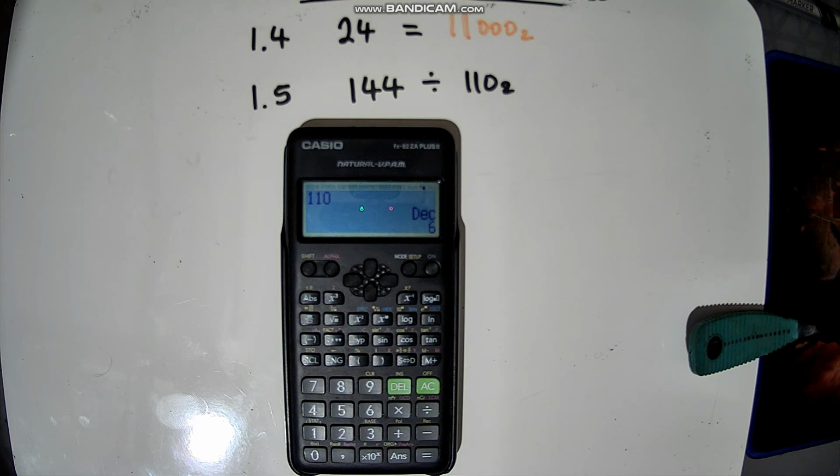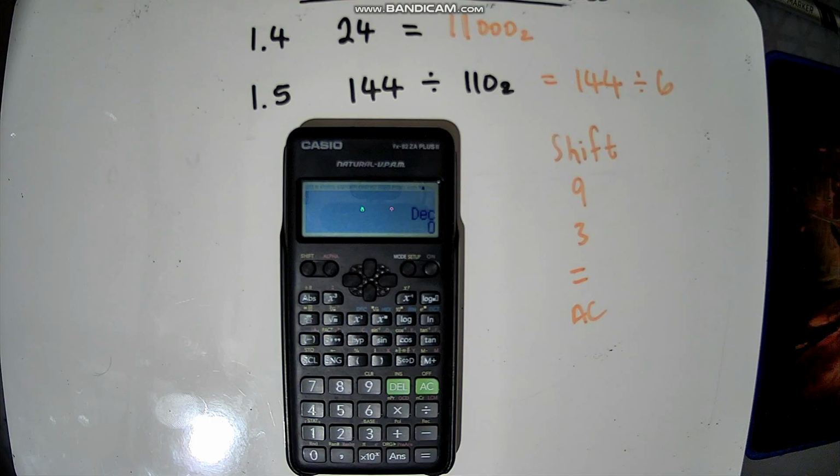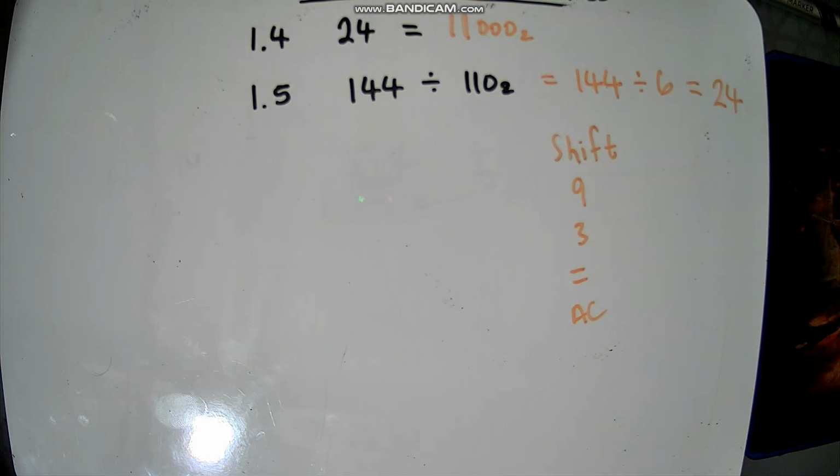Right. Next on the calculator, you will press in shift 9 3 equal AC, and this brings the calculator right back to default. Right, the calculator is back to normal. Then 144 divided by 6 on your calculator, final answer. And the answer for that question is equal to 24. Right, we'll now go to 2024's paper and answer those questions.